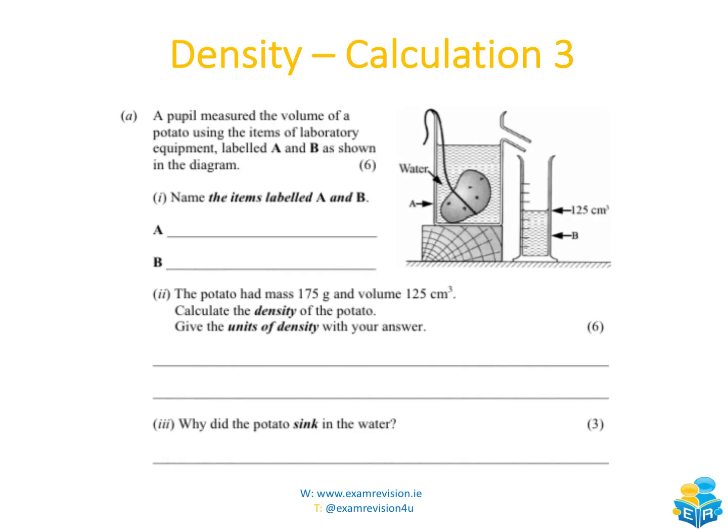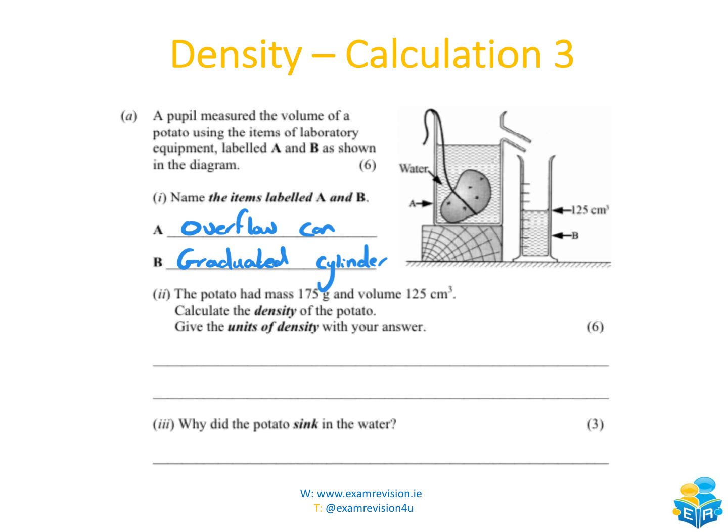So here's another question. A pupil measured the volume of a potato using the items of laboratory equipment labelled A and B as shown in the diagram. Name the items labelled A and B. So A, this one with the spout over here, that's our overflow can. And B is our graduated cylinder. Okay, it's not a beaker, it's a graduated cylinder.